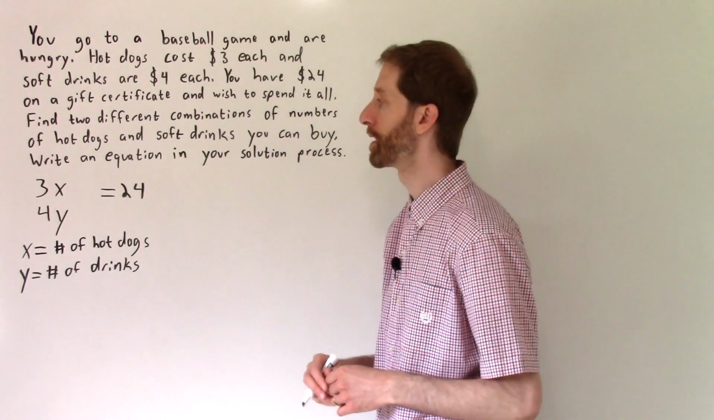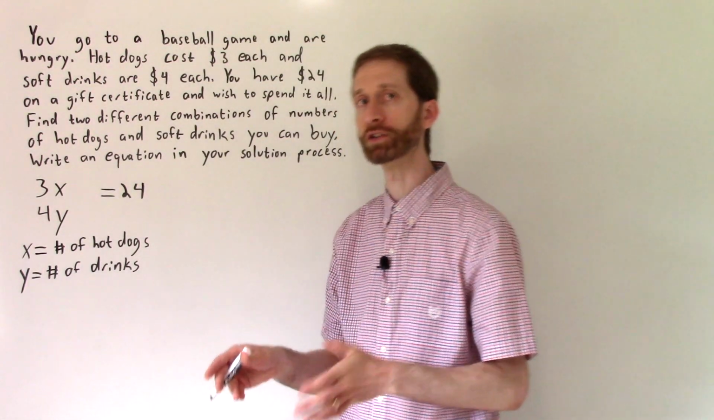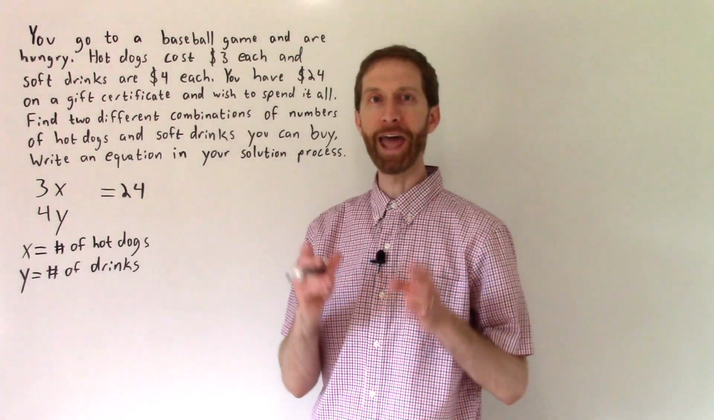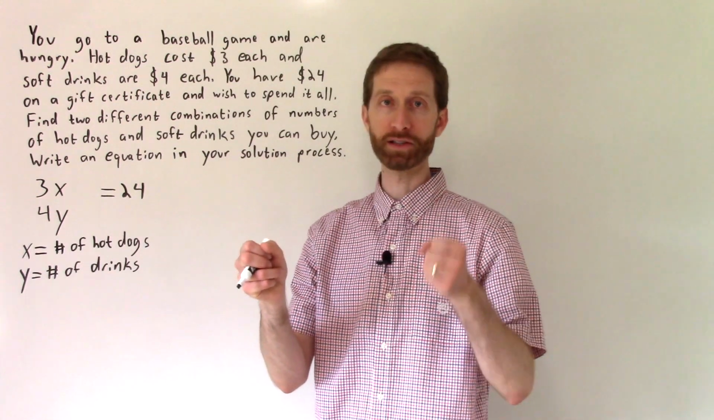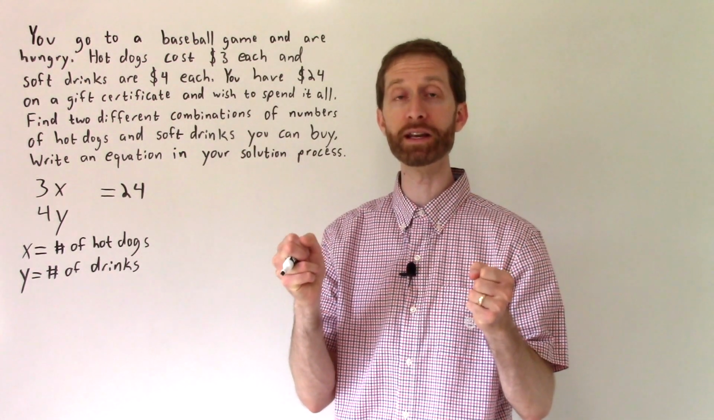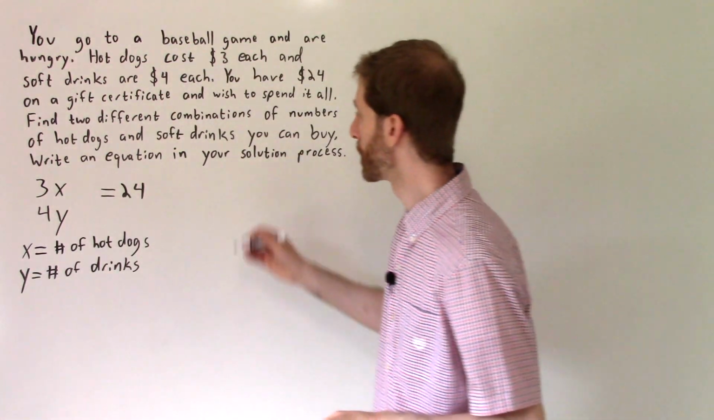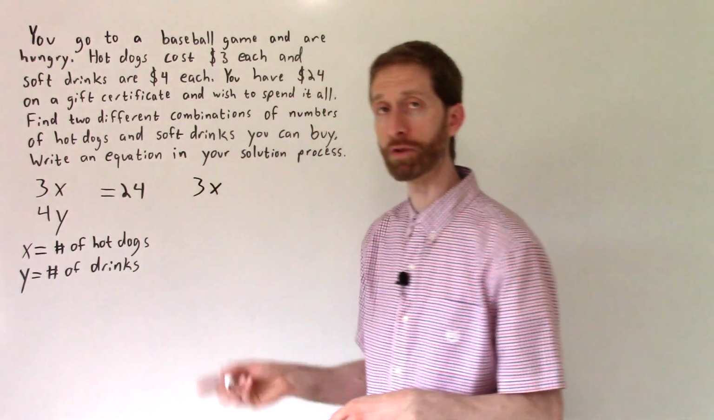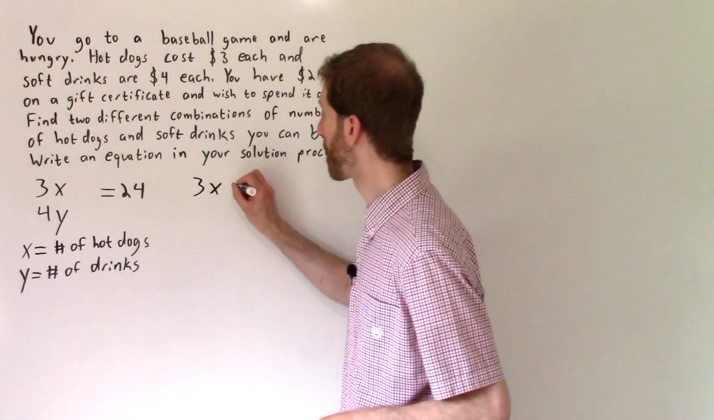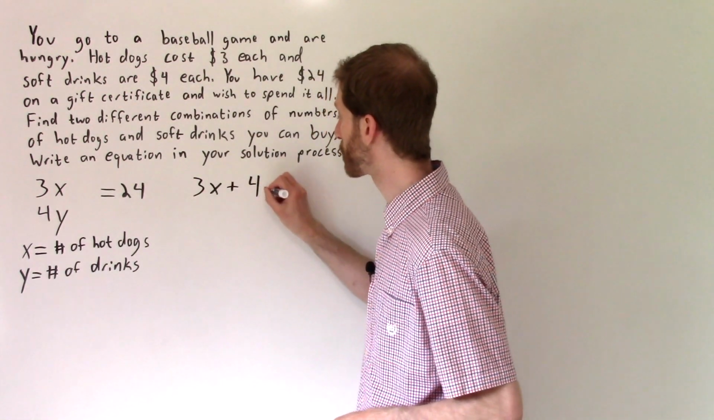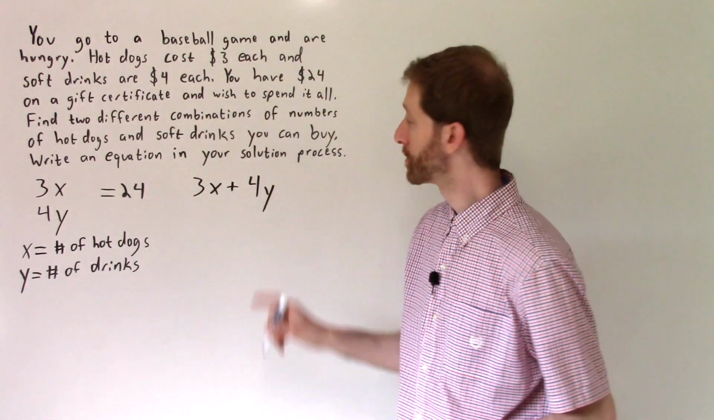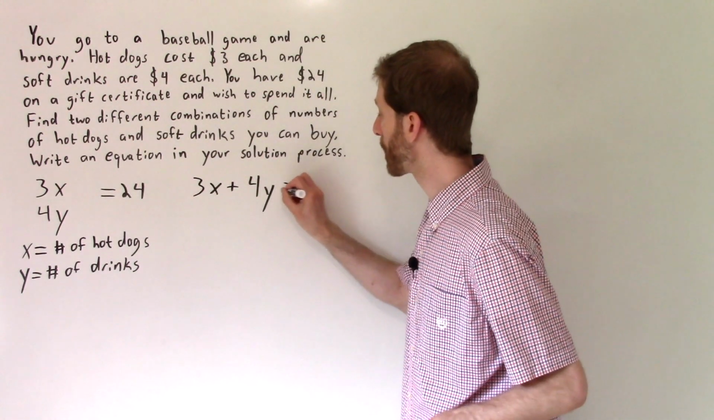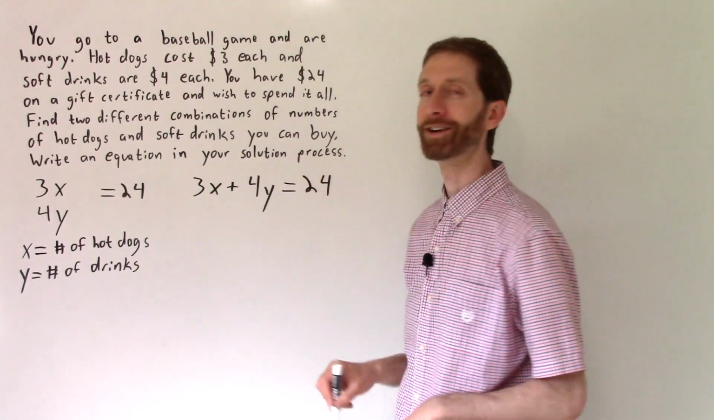So here's the thing. If I buy a certain number of hot dogs and a certain number of soft drinks, well, not hot drinks, right? I would add those amounts of money together to give me 24. So the amount of money that hot dogs cost would be $3 per the number of hot dogs plus $4 for each soft drink. So this would be the amount of money we spent on soft drinks. And if I add them together, I want to get $24.